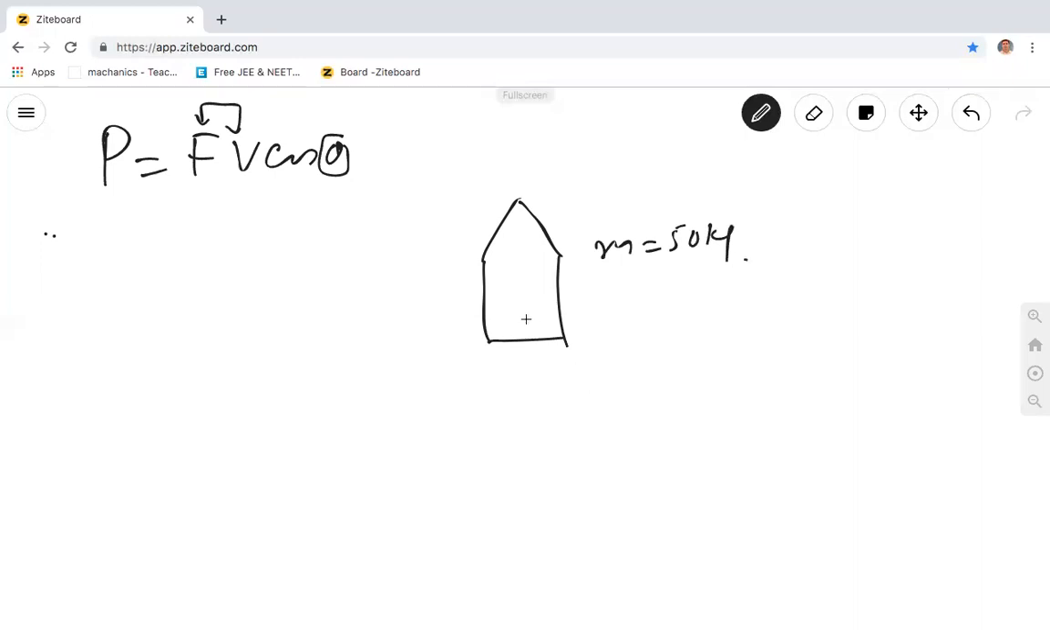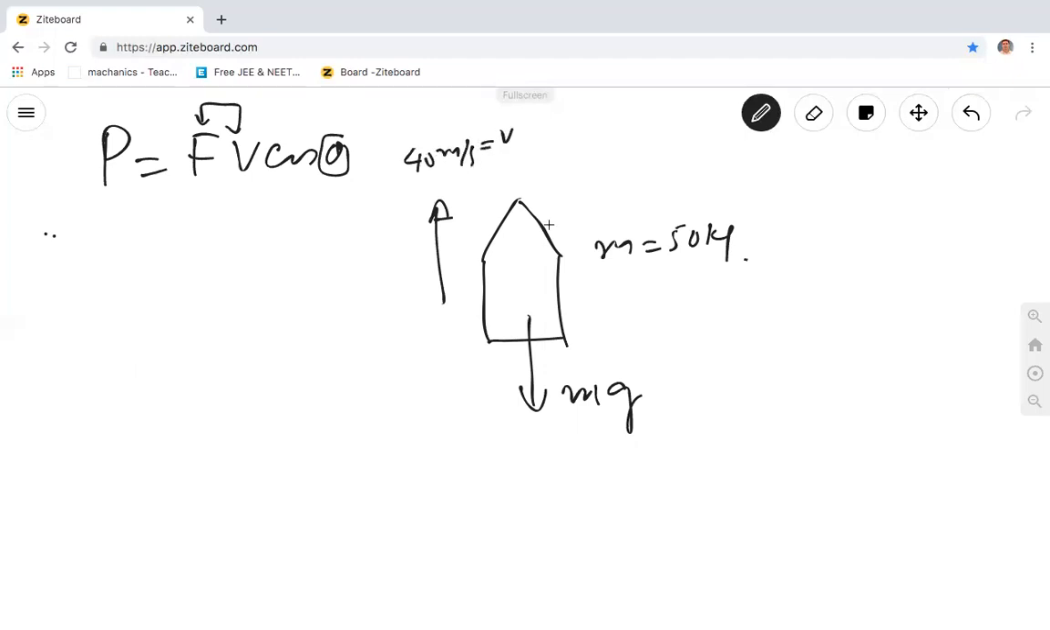Power is equal to F v cos theta. Theta is the angle between what and what? Force and velocity. That's right. It is a rocket, its mass is 50 kg. How much is the force downwards? mg. And with what velocity do you need to move it up? 40 meters per second.